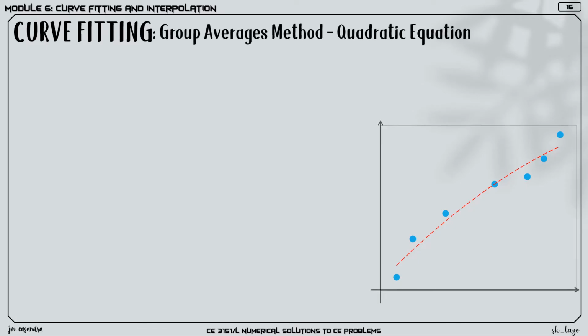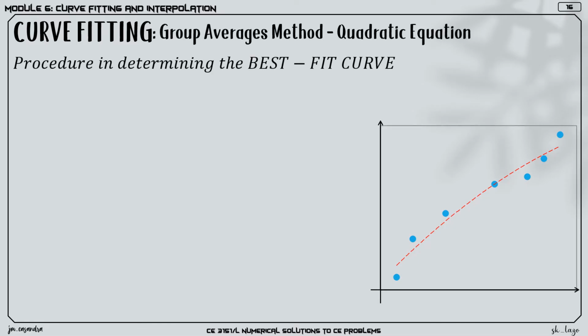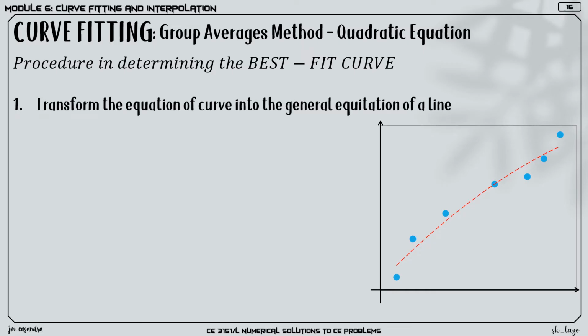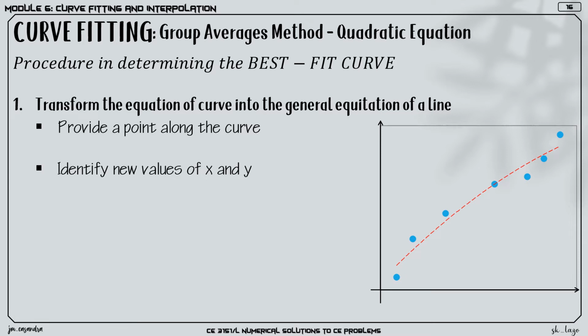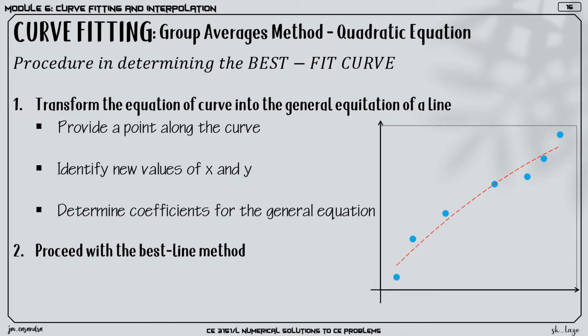Another application of the group averages method is for quadratic equations. The following is the procedure in determining the best fit curve for quadratic equations. The first step is to transform the equation of the curve into the general equation of a line. We do that by providing a point along the curve and identifying new values for x and y. From here, we determine the coefficients for the general equation, a and b. And from there, we could now proceed with the best line method of group averages.